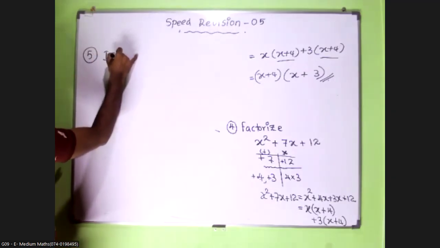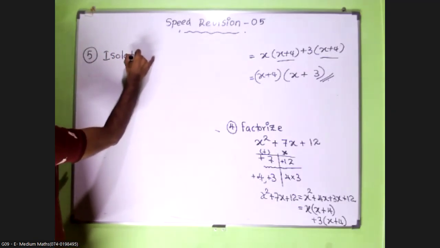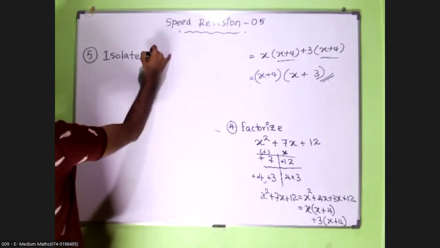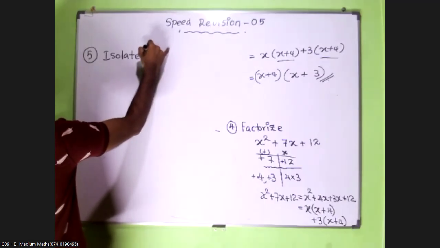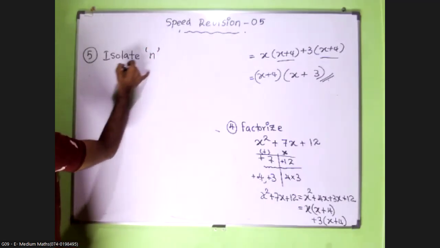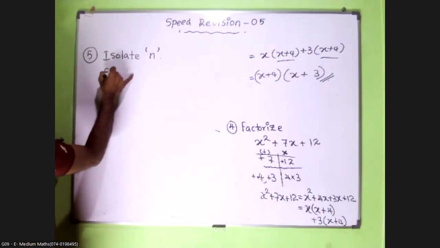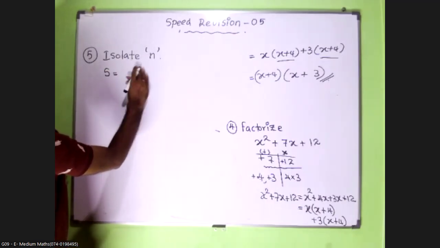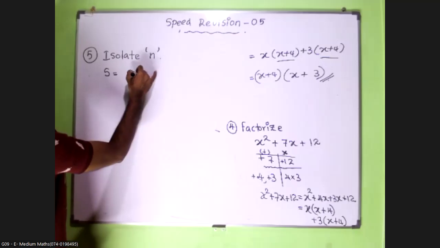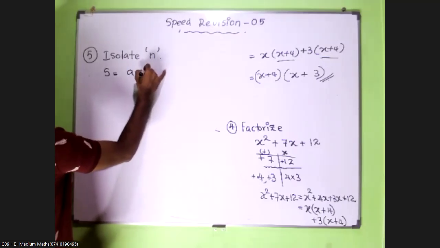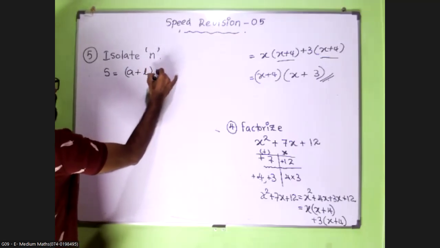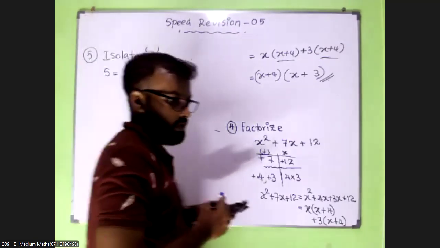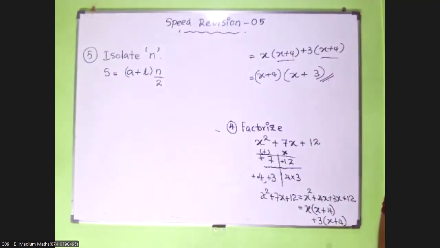Isolate n from s equals a plus l, n divided by 2. Isolate n. So how do you isolate n?